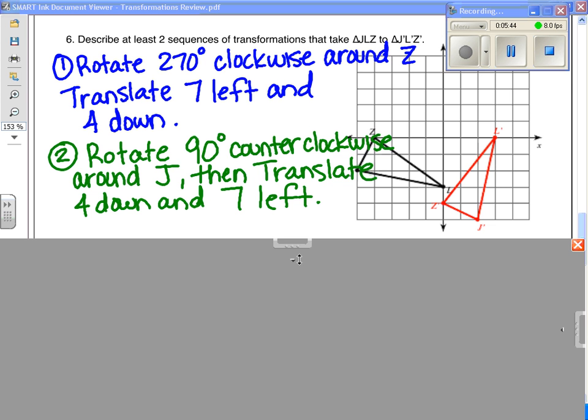Both of those pretty much say the same thing, so if you could be a little bit more creative, that would be great, but that would be enough to get you points on a question like that.